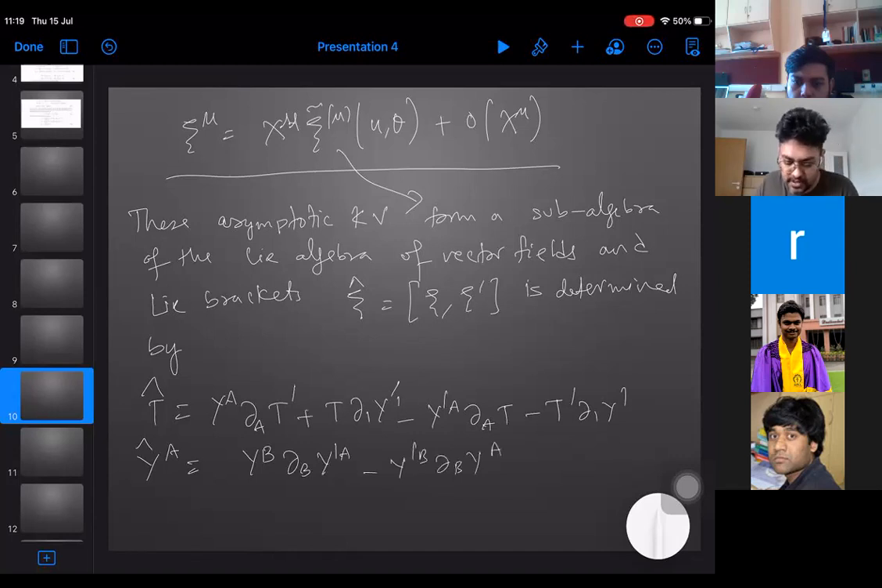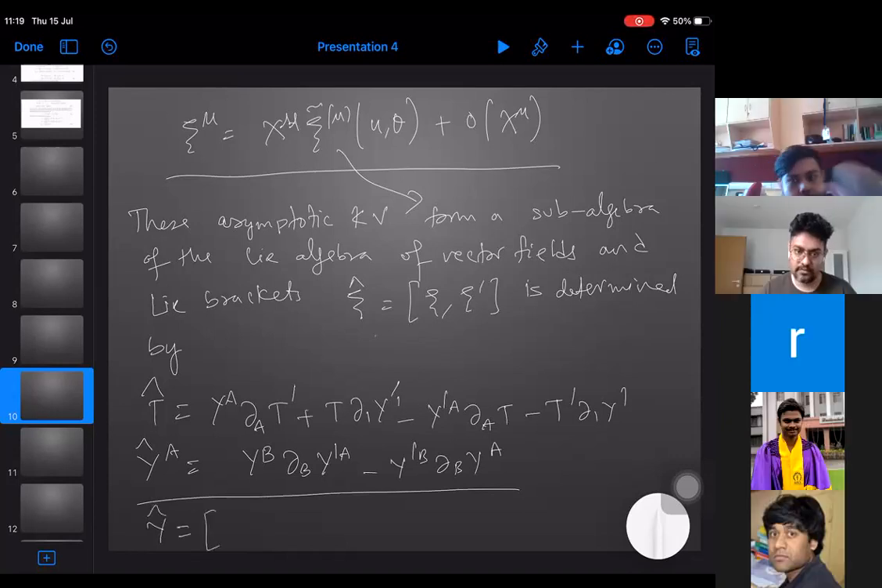Okay, so this is quite easy to see. For example, if you want to find out this, you have to plug it in here. So you can see over here it is just this.